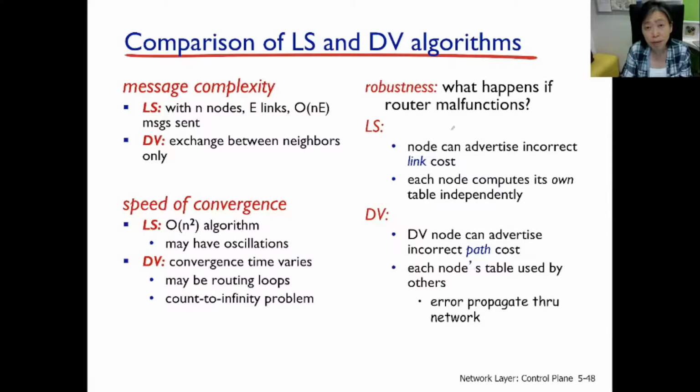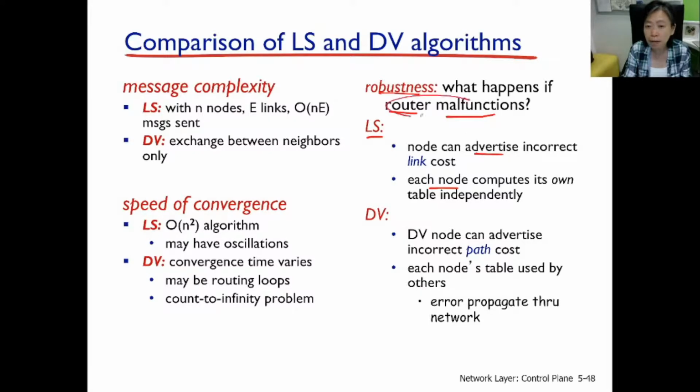The third metric to compare, the robustness. What if a router is malfunctioning and reporting the wrong link costs? Things like that. In link state routing, during the phase the router is malfunctioning, the neighboring nodes will be advertising the wrong link state reports. And each router will be calculating the shortest distance based on the wrong link state report.